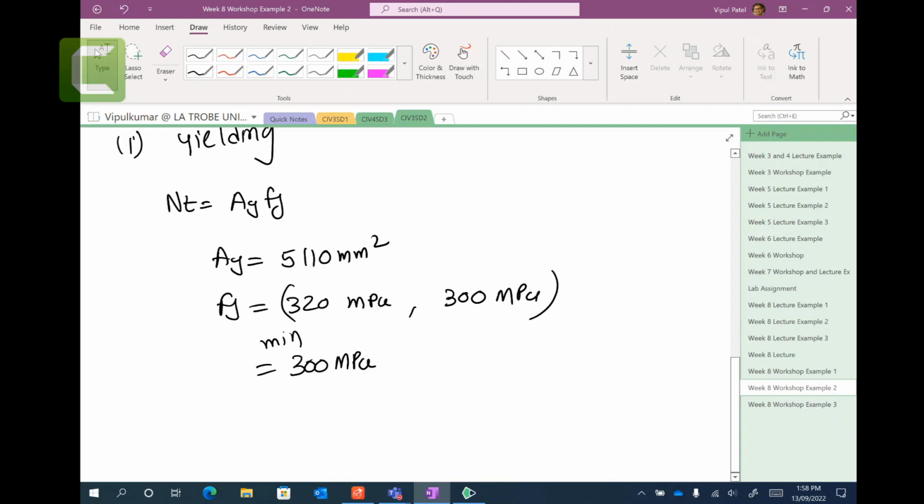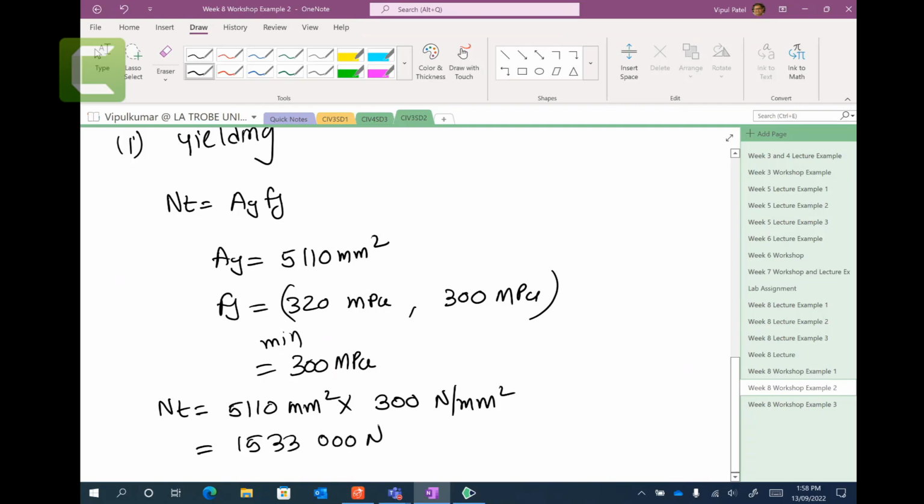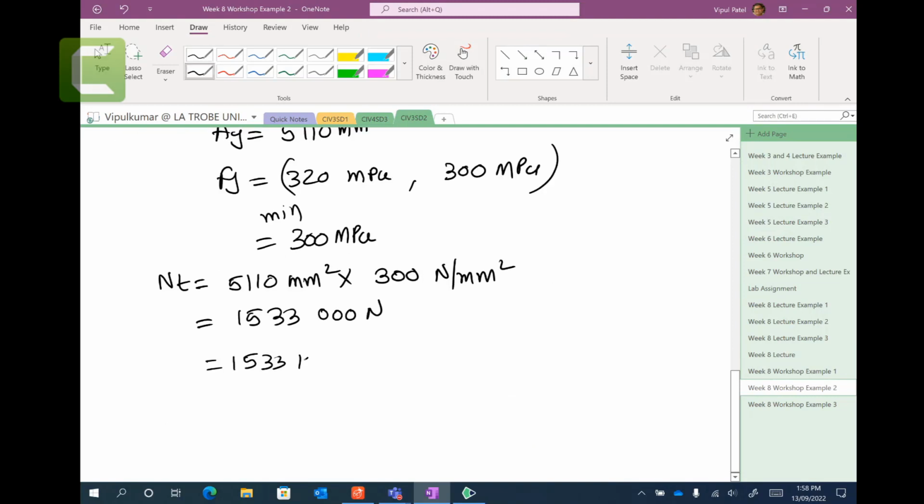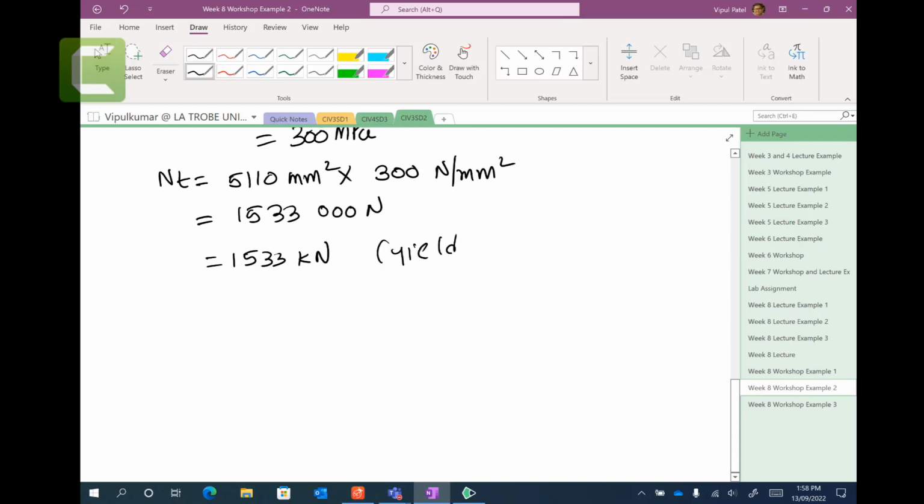So N_t equal to gross area is 5110 millimeter square, and the yield strength is 300 newton per millimeter square. Use the calculator: 5110 times 300, you get 1,533,000 newtons. So that is 1533 kilonewtons, and that is the yielding. If you don't have any hole, this channel will resist 1533 kilonewtons. If you put the holes, it will be a different story, and we always do both checks. So that is the yielding, first one done.